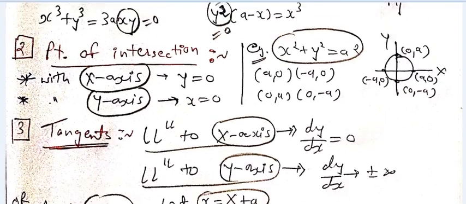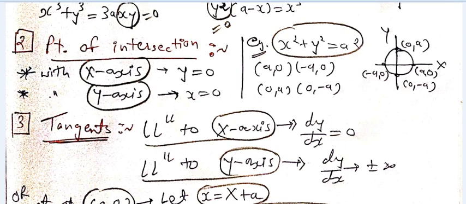Next point in this is point of intersection. That means intersection with x-axis and y-axis. And we know that to check point of intersection with x-axis, you need to put y equal to 0. For y-axis, you need to put x equal to 0. For example, for this circle, if I take x equal to 0, you will get y equal to plus or minus a. So the points are 0, a and 0, minus a. If you put y equal to 0, you will get x equal to plus or minus a. Then the points are plus or minus a, 0. So you know the point of intersection with x-axis and y-axis.